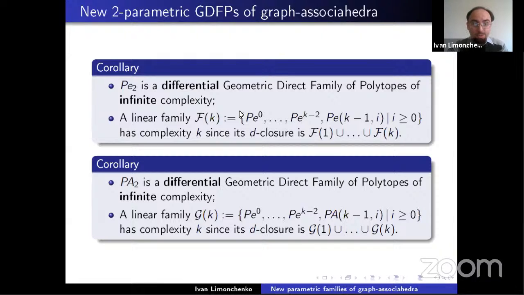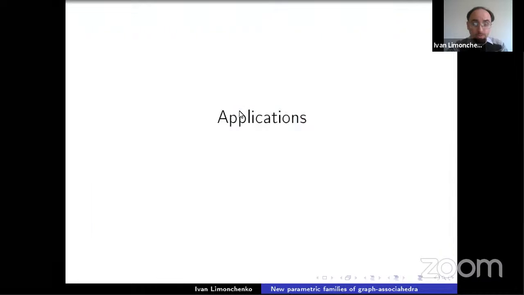Analogously, using PA2, the mix of permutahedra and associahedra, you obtain a D-closed geometric family of polytopes of infinite complexity, absolutely similar. And the linear family, depending only on the parameter k, has complexity k for each positive integer k, since the closure is again g1 plus g2, etc., plus gk. This is the solution to one of the problems we stated with Victor.